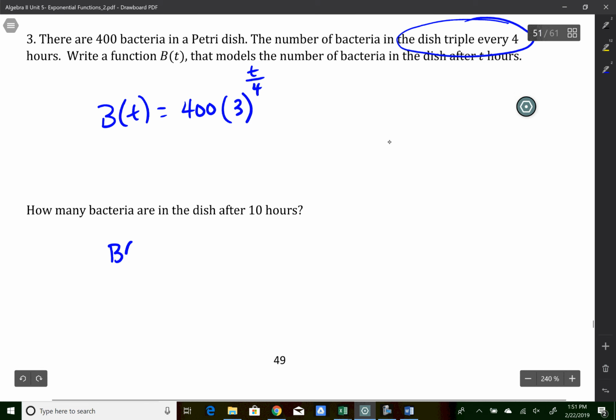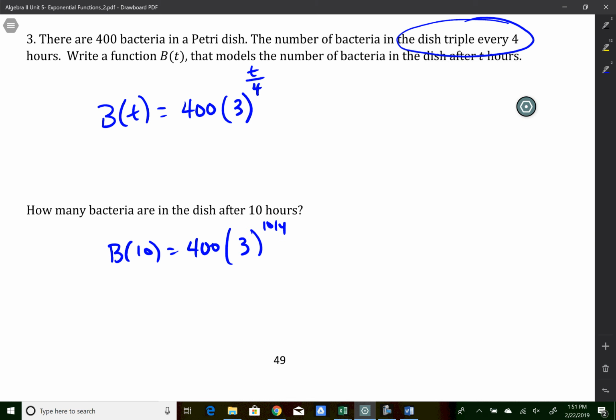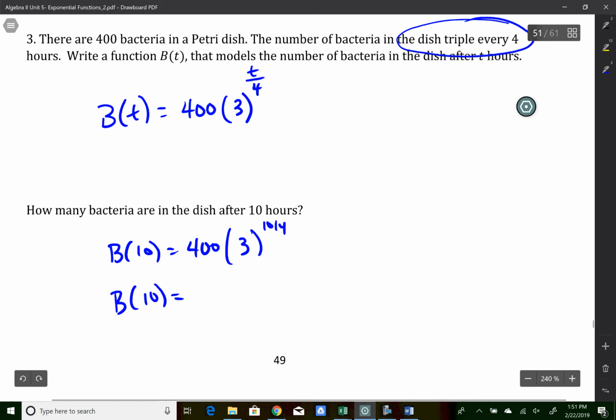So I could say, what is B of 10? So that's 400 times 3 to the 10 over 4. Plug that into my trusty calculator that we all totally bring to class every single day. Right, Zach? So we say B of 10 is equal to 6,235 bacteria.